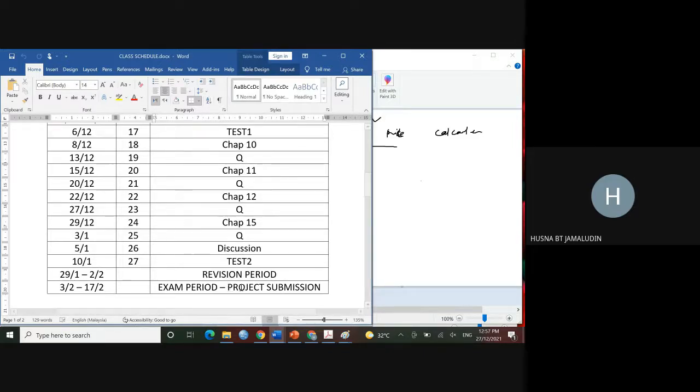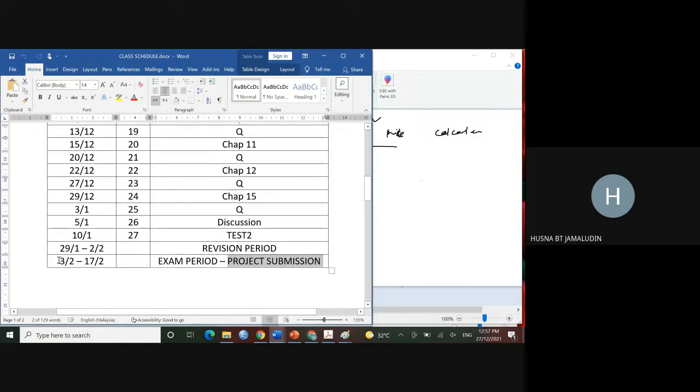No, the last date of your project submission is on the day of your exam. So when you look at the class schedule, this is the exam period, starting from 3rd until 17th. So along this line, you're going to have your date for the statistics exam. So that date will determine your submission date. Okay. Oh, okay. So anything else?